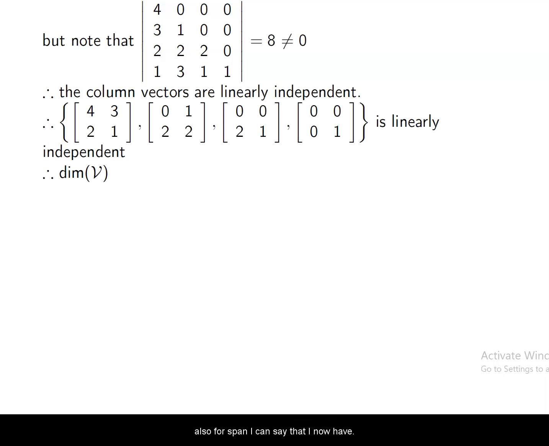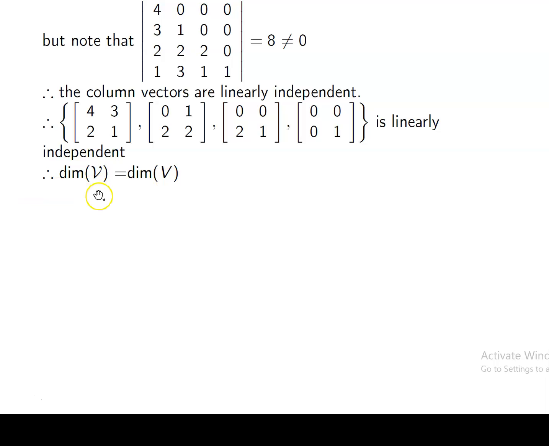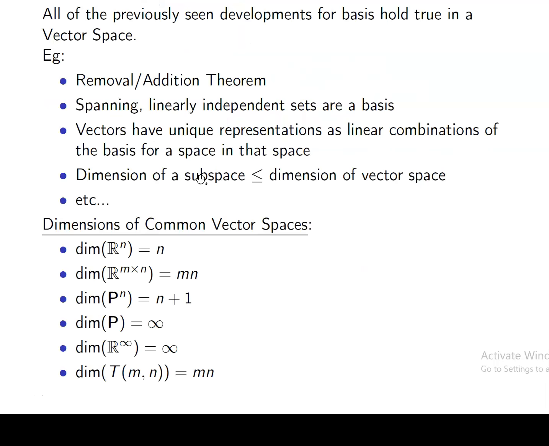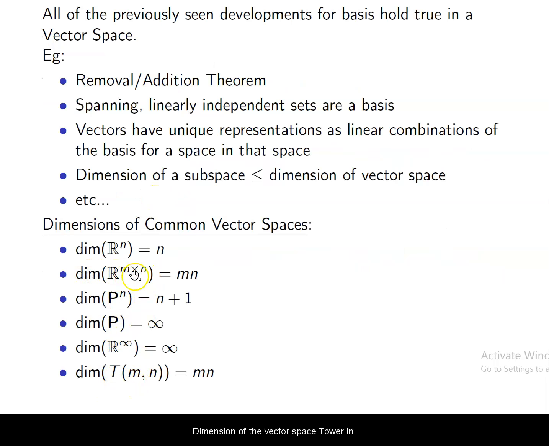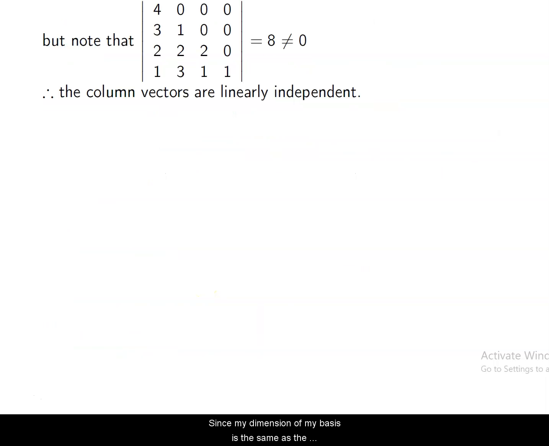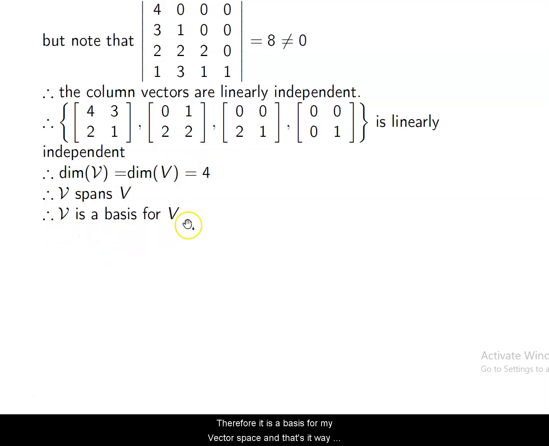And then also for span, I now have a set of linearly independent vectors. There's 4 of them, so that means that the dimension of my subset is 4. And that's the same as the dimension of the space that I'm in. I'm in the set of 2 by 2 matrices, so 2 times 2 is 4. That's how we figure out the dimension of the vector space. Since the dimension of my subset is the same as the dimension of my space, it spans, because they're a linearly independent set of the same dimension. Therefore, it is a basis for my vector space.